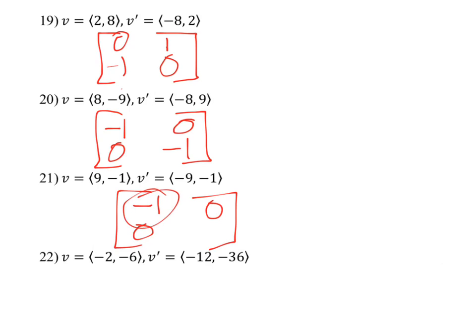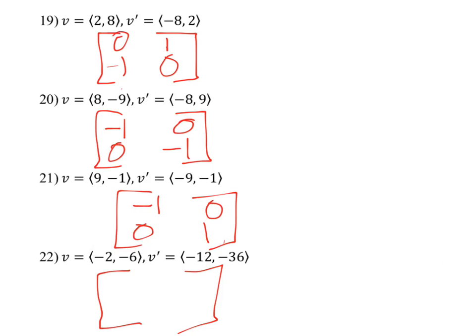So we need to put a -1 here, because that's what gets times by the x component. -1 stayed -1, so we need 1 just to stay there. And then on 22, we started out with 2, -2, -6. We end up with -12, -36.